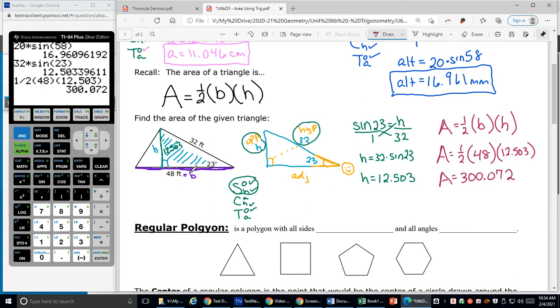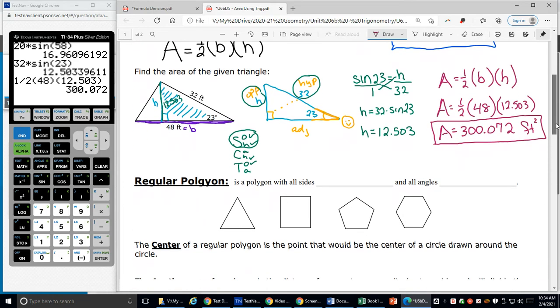300.072. And since everything's in feet in this problem, area is always written as feet, or whatever your units are, and then squared, because I'm doing 48 feet times 12.503 feet. So feet times feet gives me feet squared. That squared just describes the units. It has nothing to do with this actual number as far as changing that number. So my answer is 300.072.